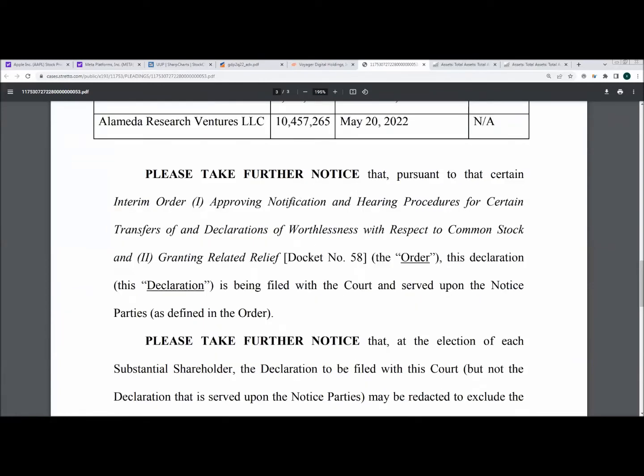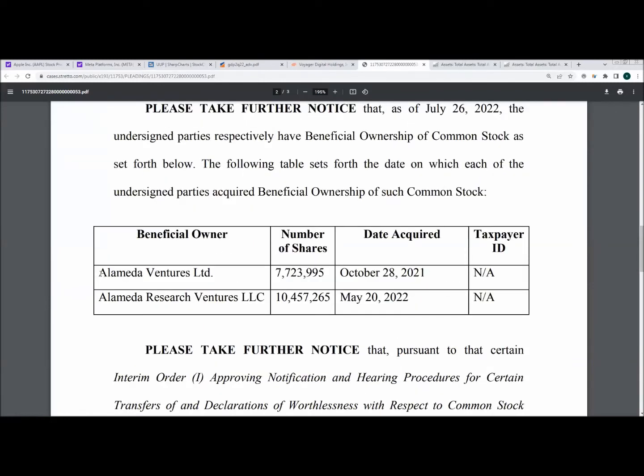So they're notifying that his Alameda Ventures has 7.7 million shares of Voyager, and Alameda Research has 10 million. So these are rather large numbers of shares. That's kind of interesting there. This was filed yesterday. So this guy's got a lot on the hook.